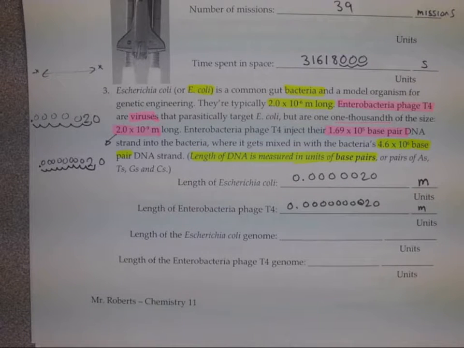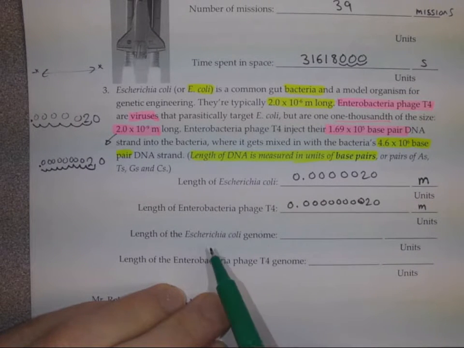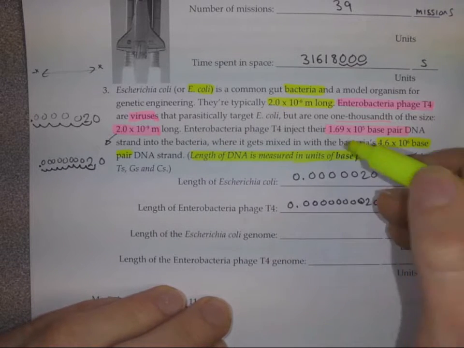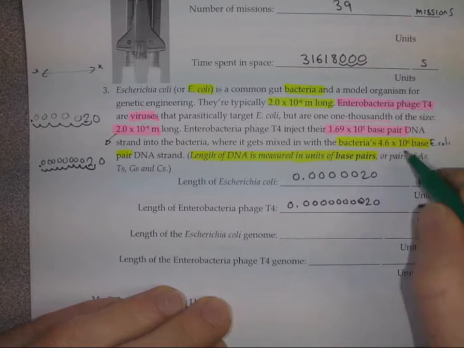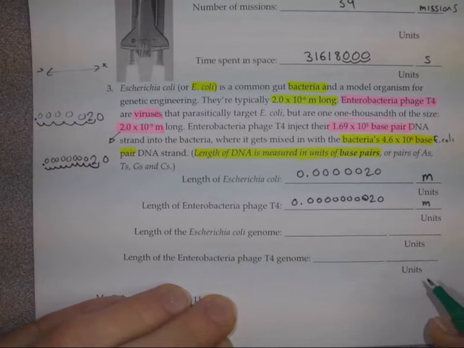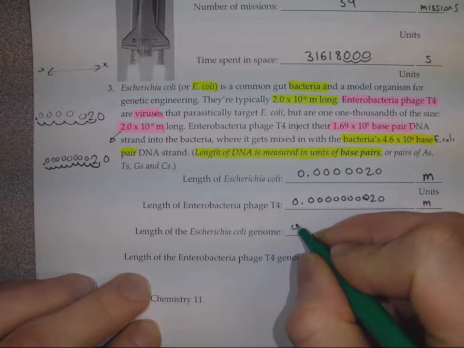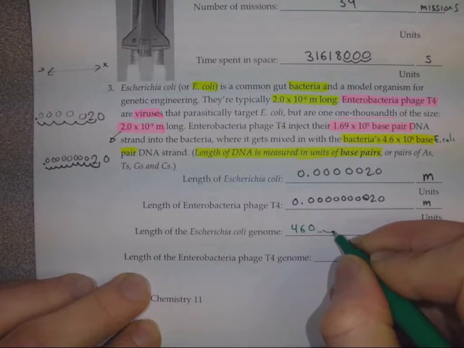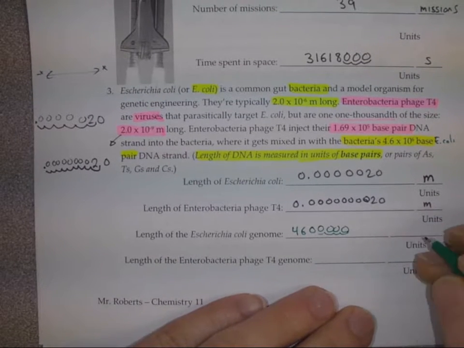All right. So in the E. coli genome, where is that? The E. coli is a bacteria. So where do we talk about a bacteria's genome? Oh, this is the bacteria's genome here. Length of its genome. So what we're going to do here is, it looks like we're going to get bigger, so we're going to move to the right this time. So 4, 6, 1, 2, 3, 4, 5, 6, 1, 2, 3, 4. And the units are base pairs.